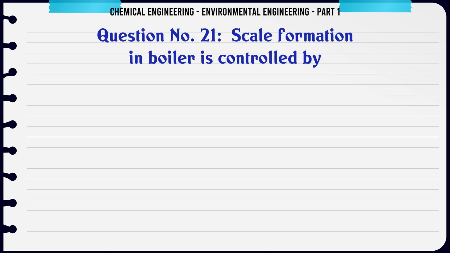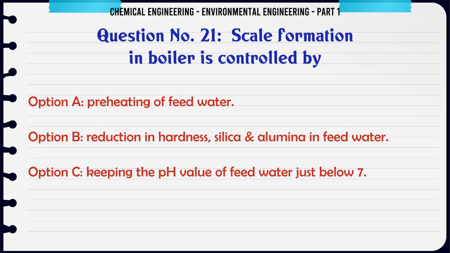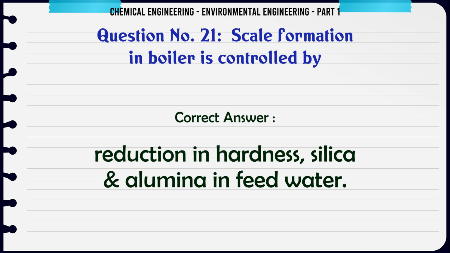Scale formation in boiler is controlled by A. preheating of feed water, B. reduction in hardness, silica and alumina in feed water, C. keeping the pH value of feed water just below 7, D. eliminating H2S in feed water. The correct answer is reduction in hardness, silica and alumina in feed water.